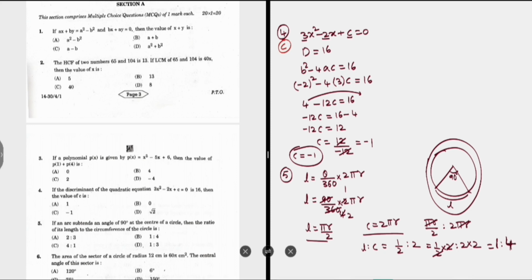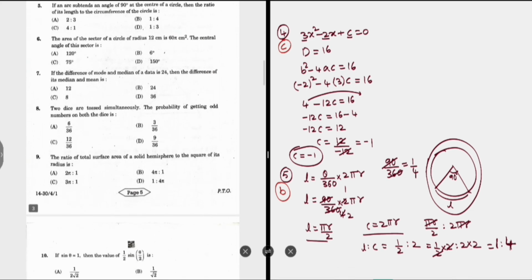1 is to 4 is in which option? 1 is to 4 is option B. So question number 5 is option B again. 1 is to 4. And if you remember, the length of the arc and circumference of the circle depend on the angle at the center. So theta is 90, so 90 by 360. Here the ratio is 1 is to 4. But if you want to be more clear, you have to do it like this. So finally the ratio is 1 is to 4. Now let's see question number 6. Question number 5 is option B. Question number 6, it is given.